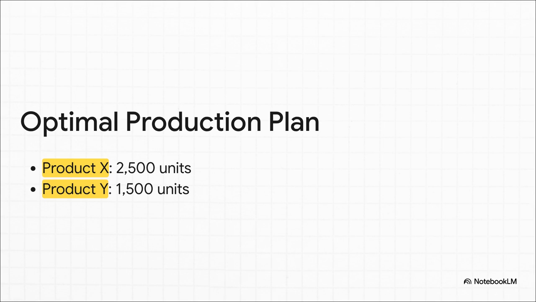And what do you get? A perfect, precise answer. The best possible plan is to manufacture exactly 2,500 units of product X and 1,500 units of product Y. No more, no less.